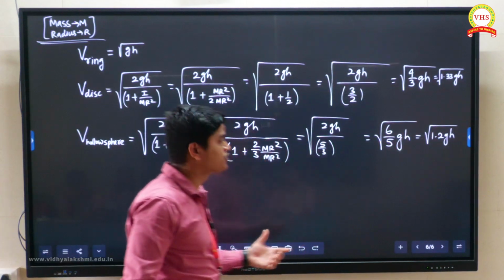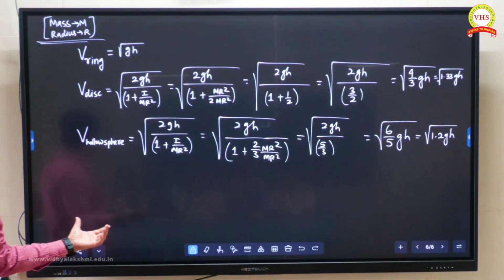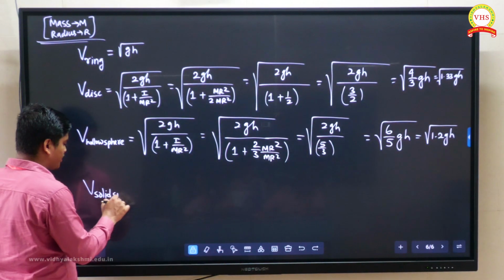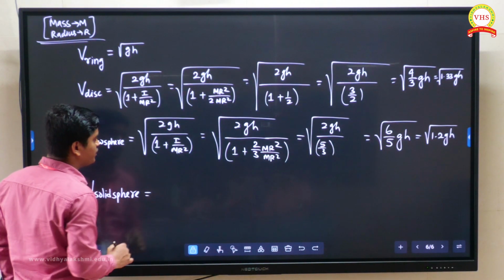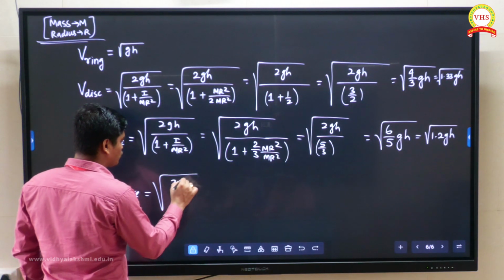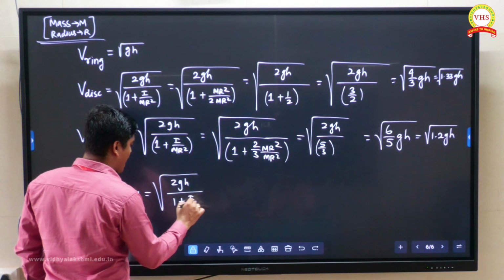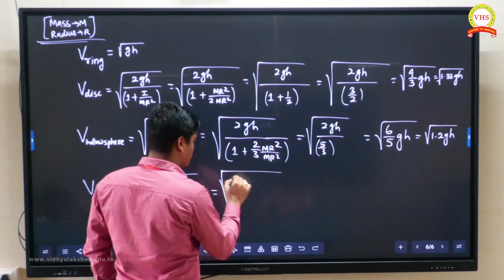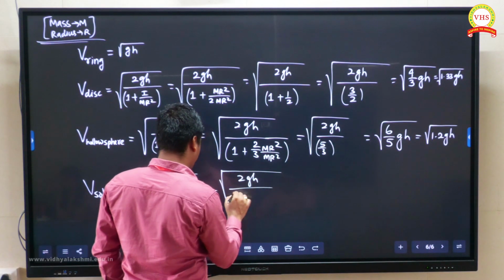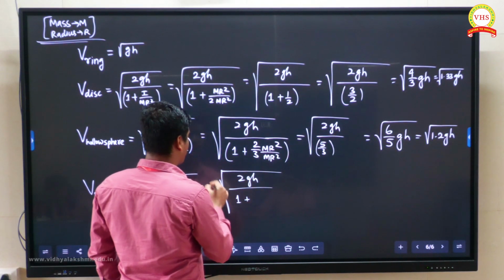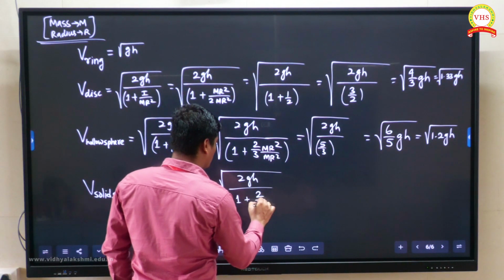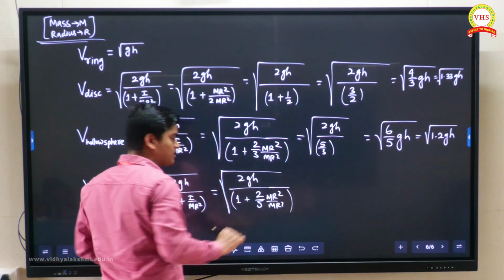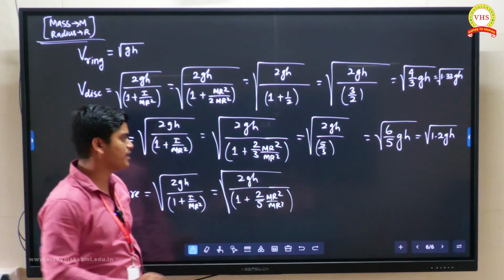Now similarly, can you find the velocity for solid sphere? Yes or no? So let's find it yourself. What is the velocity for solid sphere? For solid sphere, similarly, root under 2gh by 1 plus I by mr square. Now root under 2gh divided by 1 plus, what is the I value for solid sphere? 2 by 5 mr square. Yes or no? Now mr square will get cancelled. You will get 1 plus 2 by 5.